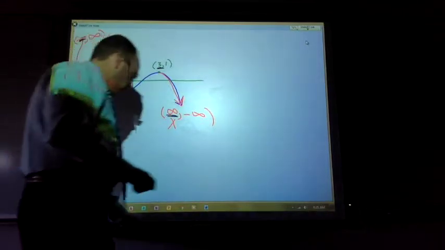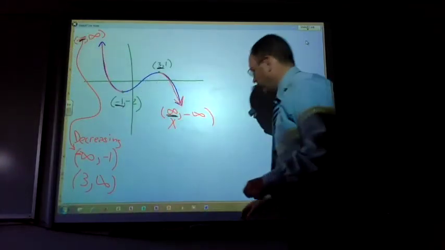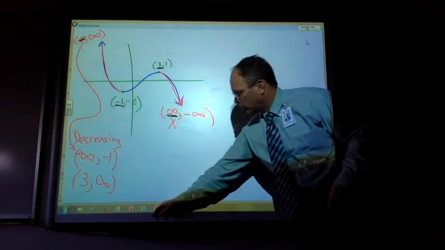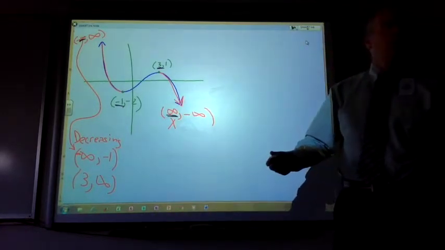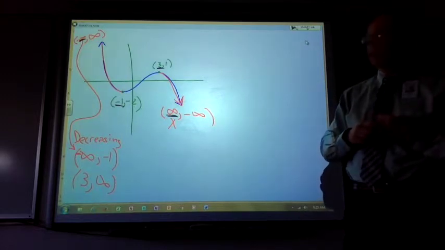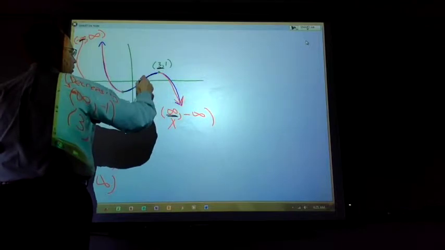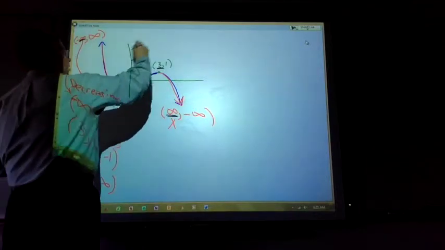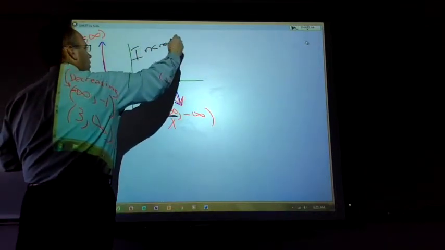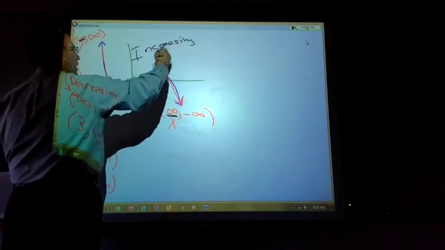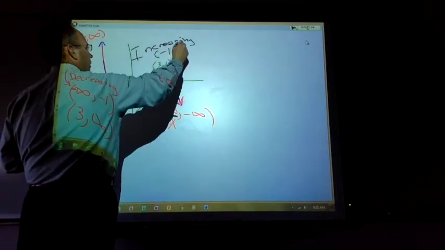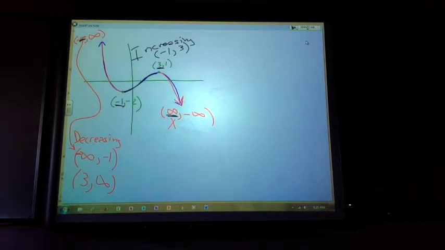Where does it appear in the x direction that this graph is increasing? In the x direction, look at the x only. Yeah, it is increasing from -1 to 3. Okay?